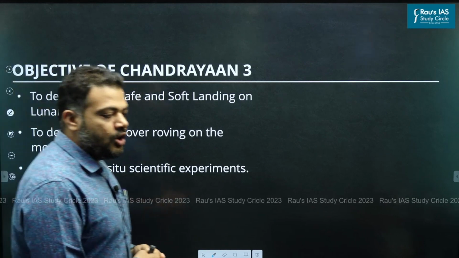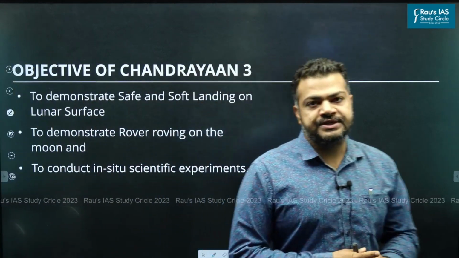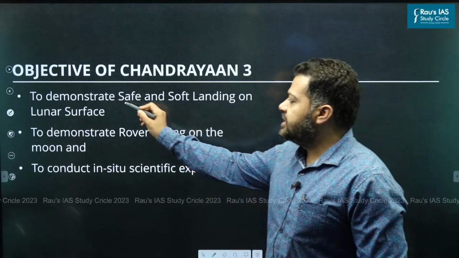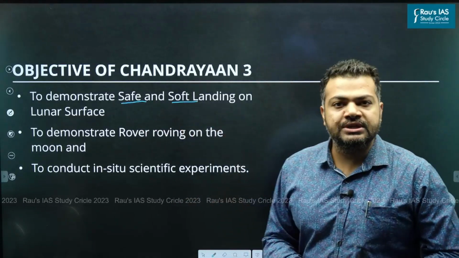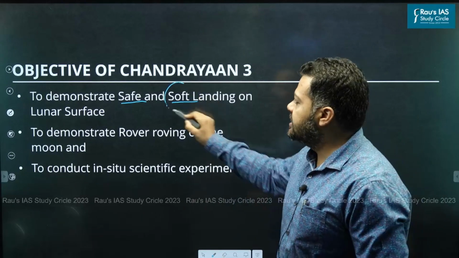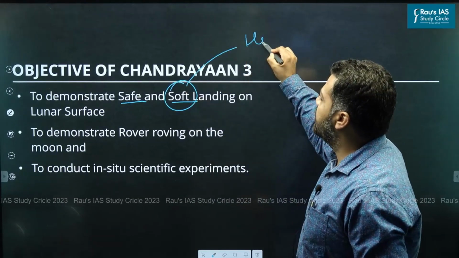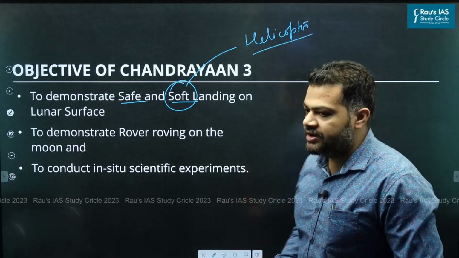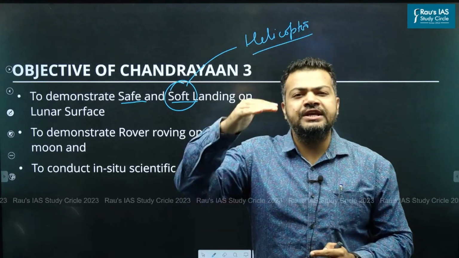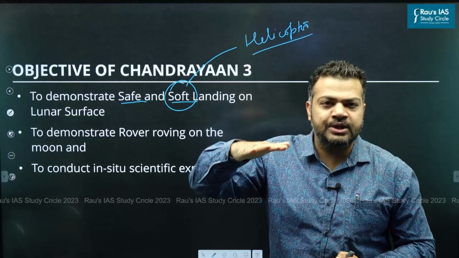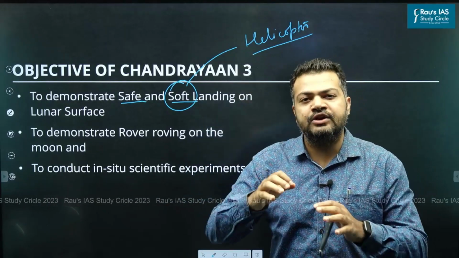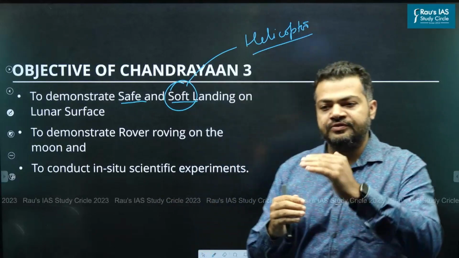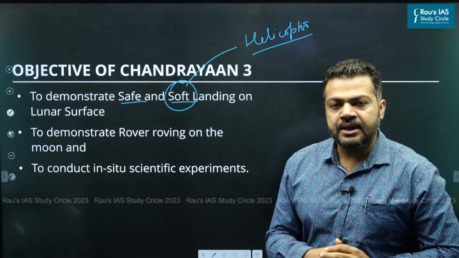Now, what is the objective of Chandrayaan-3? The objective is still the same. We had to demonstrate a safe and soft landing on the lunar surface. For the idea of a soft landing, you can take inspiration from a helicopter, guys. You must have noticed how a helicopter lands. When a helicopter lands, it lands very slowly, very steadily, without causing any kind of aberrations or damage to the internal payload. That demonstration of landing is known as a soft landing, right?